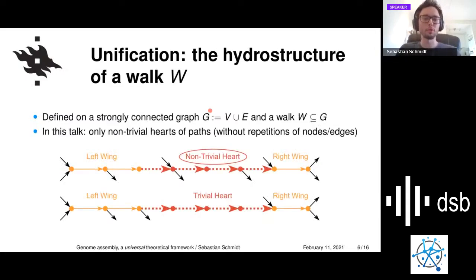And for the purpose of this talk, I will restrict myself to W being, first of all, a path, so it doesn't repeat any nodes or edges. And then also, I want it to be a non-trivial hard. What is non-trivial hard? A non-trivial hard is a walk that starts with a join arc. Usually this is a join arc because there are two incoming arcs into this node here. And it ends with a split arc. This is a split arc because there are two outgoing arcs from this node here. So we only consider these kinds of walks.